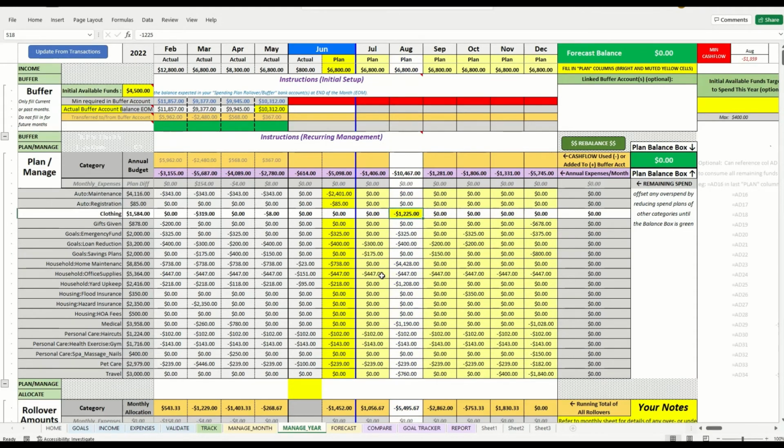Okay, well, 1225. I still need to buy my clothing, but let me split that up into maybe $500 here, and $500 here, and maybe I'll do the rest here in November, 225. Now you'll see that my August is down to $600. Okay, let's do some more planning here.